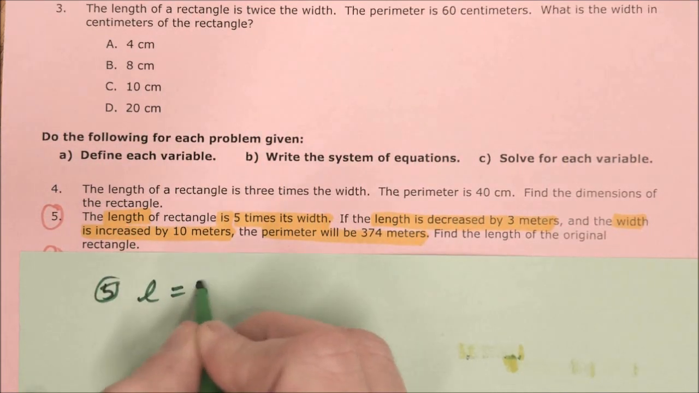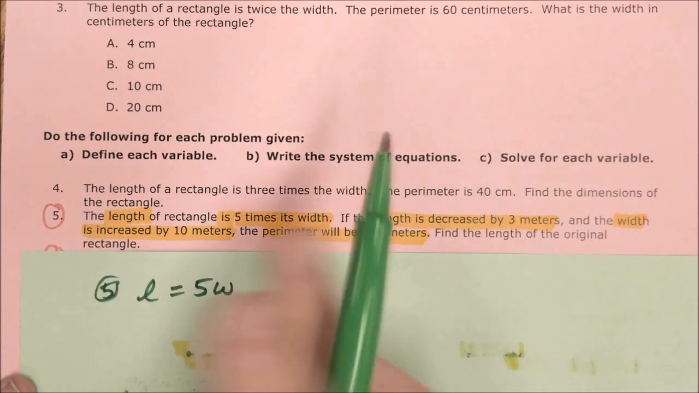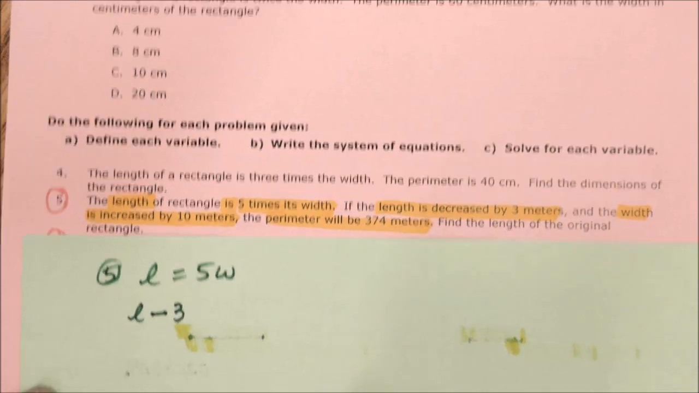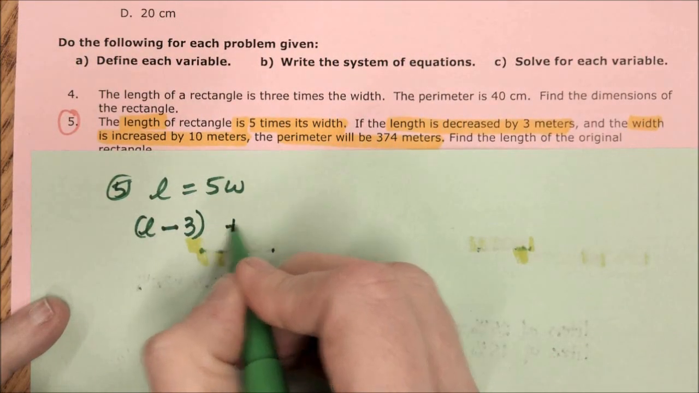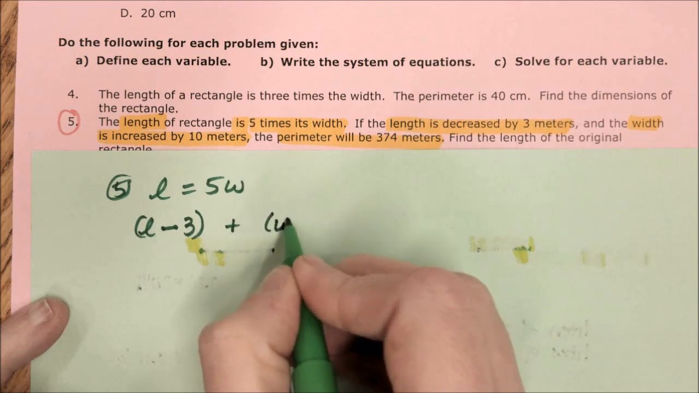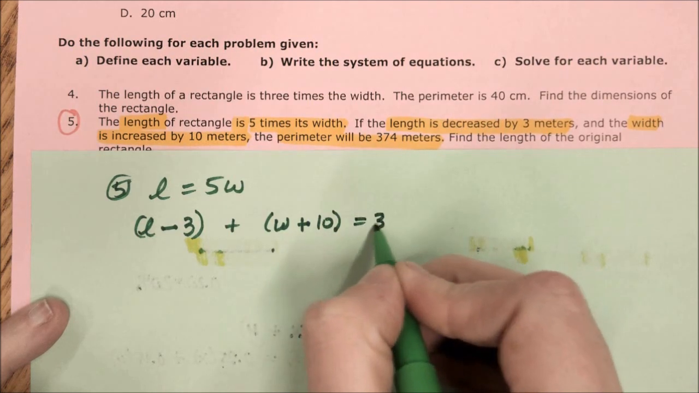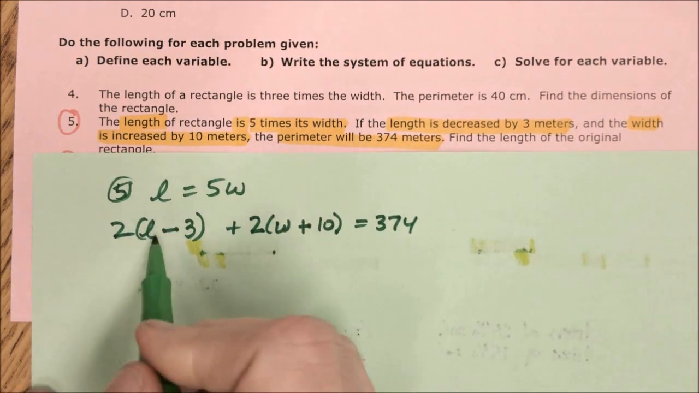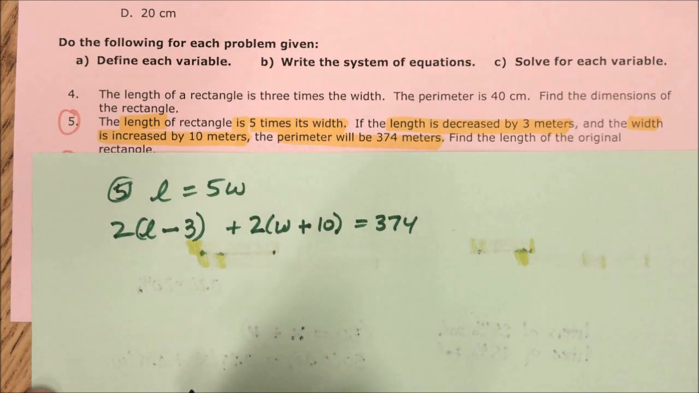The length is 5 times its width. Okay, so that's the first part of my system. That's the first sentence. That's the first one they give me. So it says if the length is decreased by 3 meters, and the width is increased by 10 meters, then the perimeter will be 374. Remember, I need 2 lengths and 2 widths. So 2 times my new length, which has been decreased by 3, and 2 times my new width, which has been increased by 10. It's going to be 374. Again, I'm just writing down what I see.